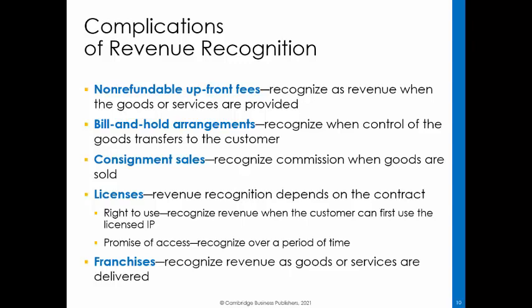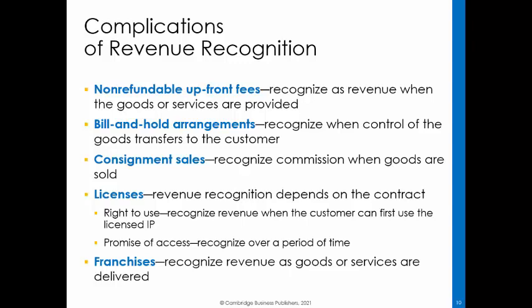If a company has non-refundable upfront fees, then the fee is an advance payment for future goods or services, and therefore would be recognized as revenue when those future goods or services are provided. Bill and hold arrangements arise when a customer is billed for goods that are ready for delivery, but the company holds the goods for shipment later. In this case, revenue should be recognized when control of the goods transfers to the customer.